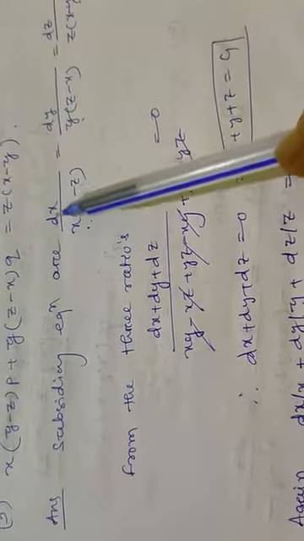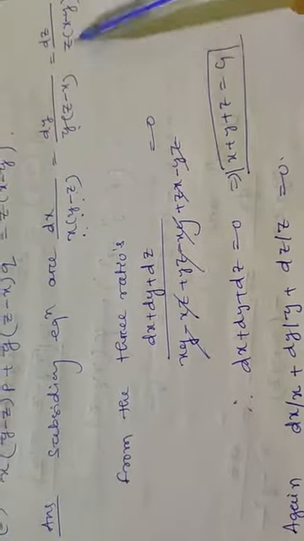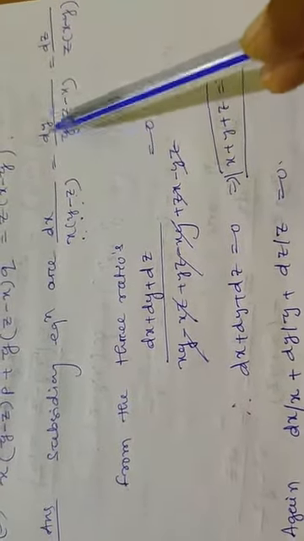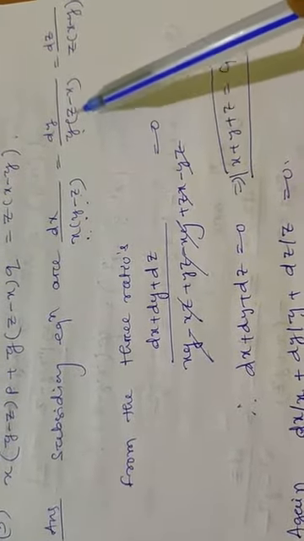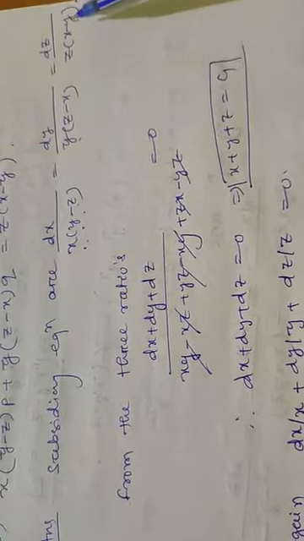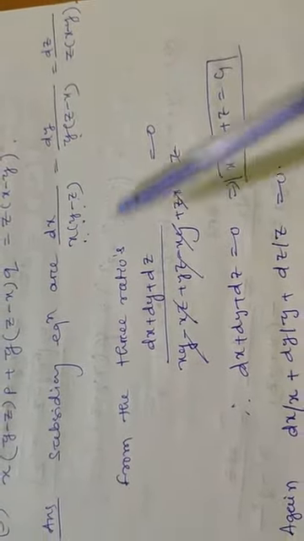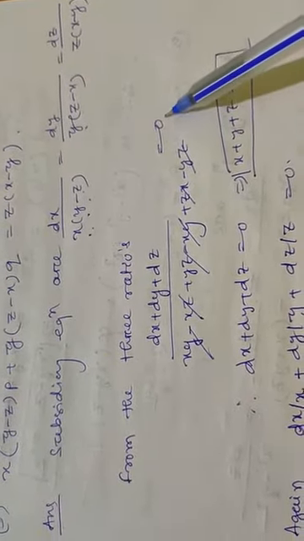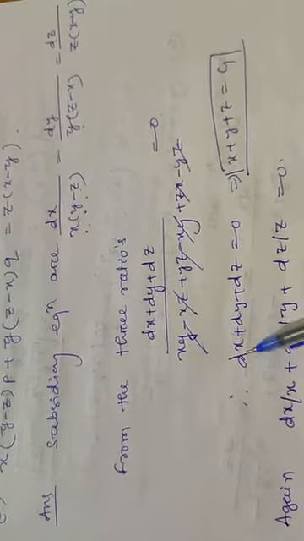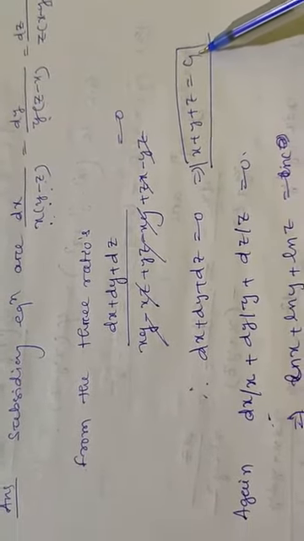So from the three ratios, if we add the numerators, we add the denominators also. So (dx + dy + dz)/(x(y − z) + y(z − x) + z(x − y)). The denominator becomes 0. So what we get is dx + dy + dz = 0. On integration, we have x + y + z = c1.